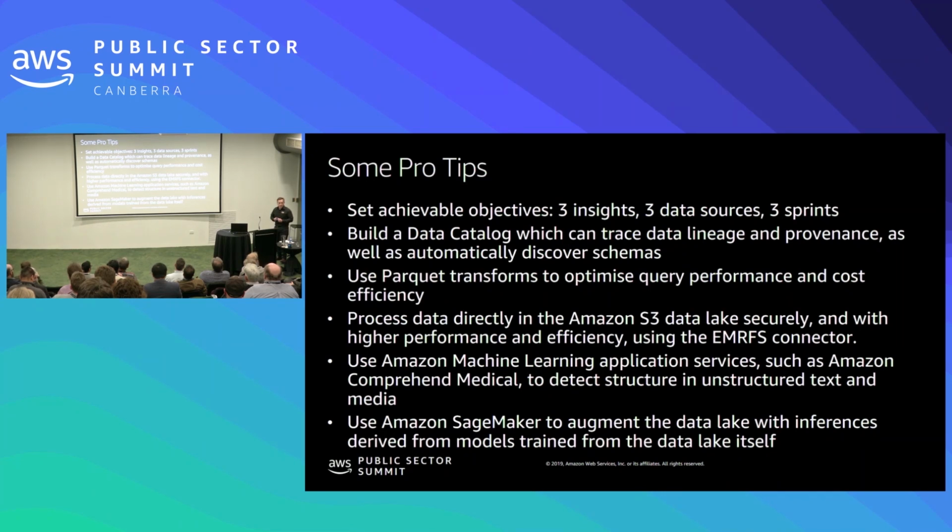Use Parquet transforms to actually optimize your queries, to use columnar compression and speed up your queries. You can process the S3 data directly on EMR clusters using EMRFS. So don't move data to and from S3 and Hadoop file systems. Process it in place using EMRFS. Use machine learning application services where they're good enough to do the job, but then extend that further by using your own machine learning models to enrich the data lake and feed back into the data lake. So build a virtuous cycle that way.